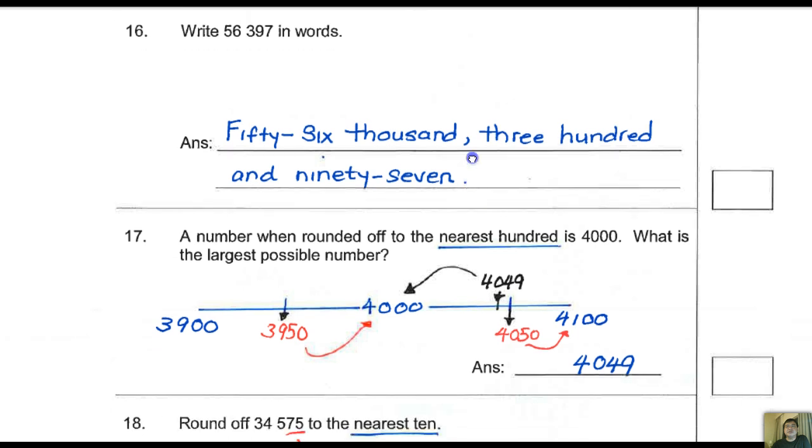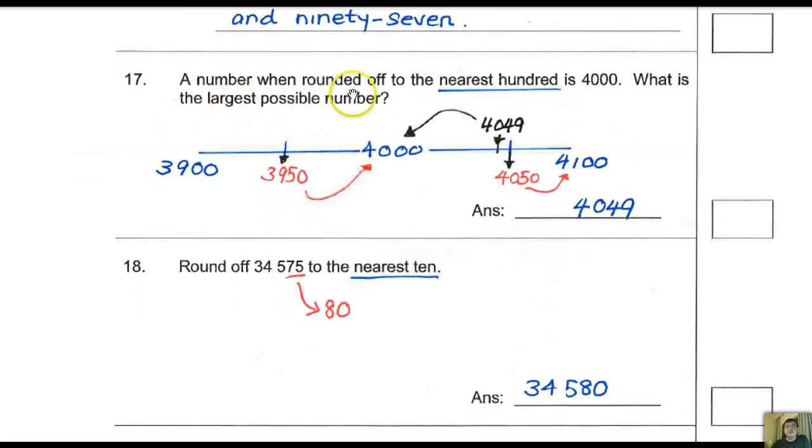I'll just carry on. A number when rounded off to the nearest hundred is 4,000. Now this means this: the number from here being rounded upwards to 4,000, and from here rounded downwards to 4,000. How do you start? You start by writing 4,000 here. Go back 100 because it says nearest 100, and add 100 up here. 3900, 4100.